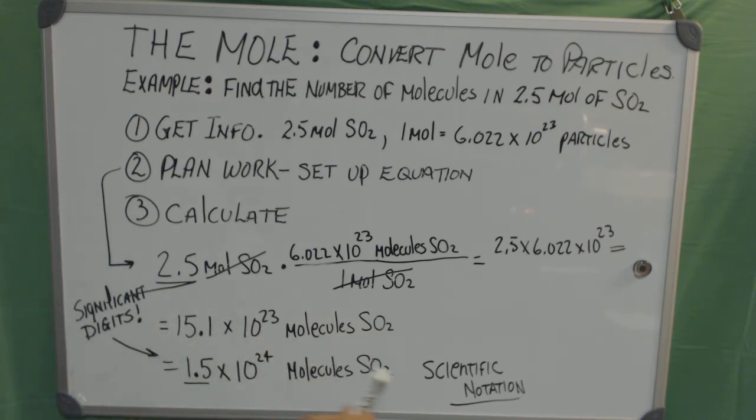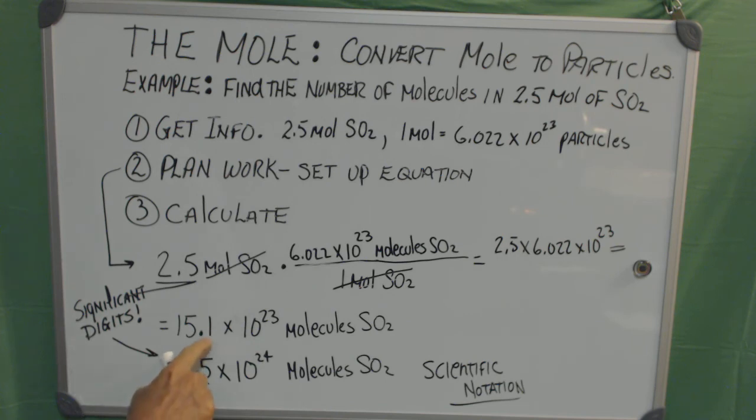But we know about scientific notation. It has to be in this format. So I've got to move the decimal point over 1, so I divide this by 10. That becomes 1.5. And if I move the decimal point over, I've got to add 1 to my exponent so that the value doesn't change.